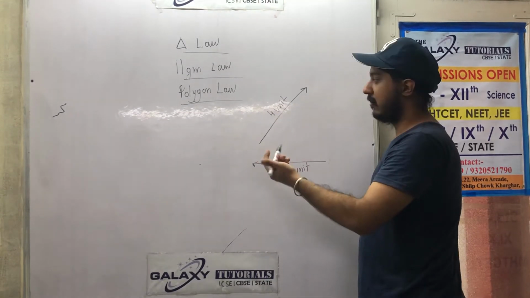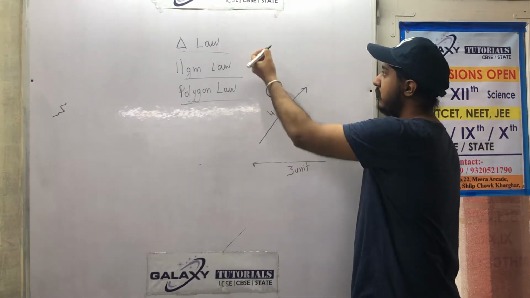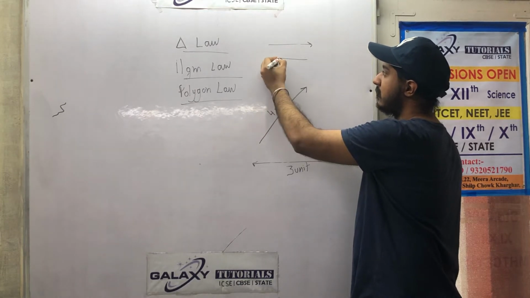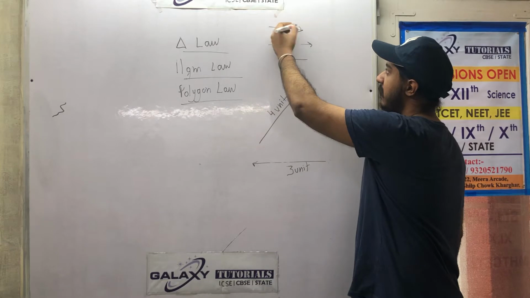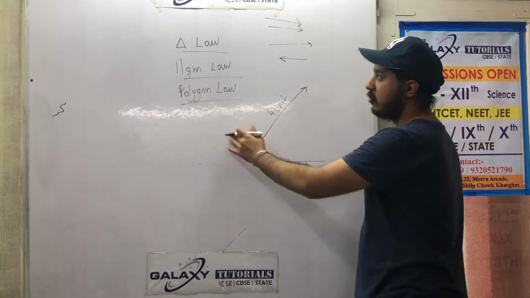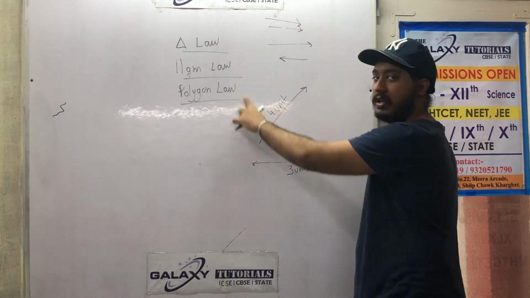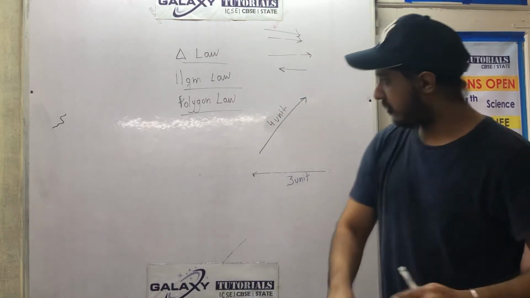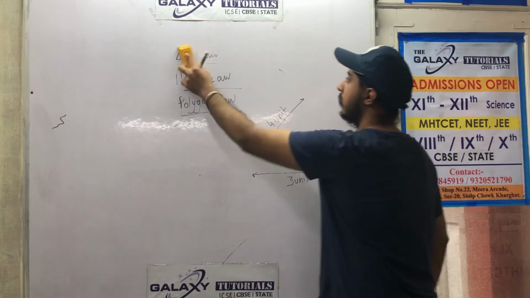I already told you, like one vector is going like this and say one vector is going like this, then you will subtract. If both are in the same direction, then you can add. But in this case, you have to use either of these three laws. So first we will start with triangle law.